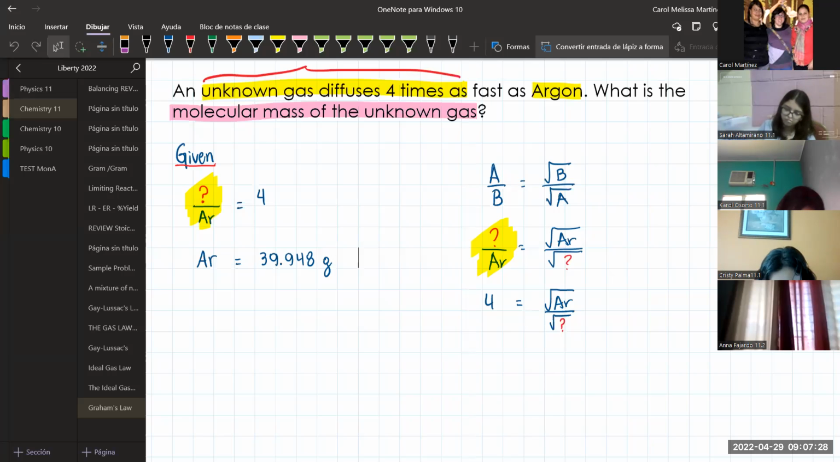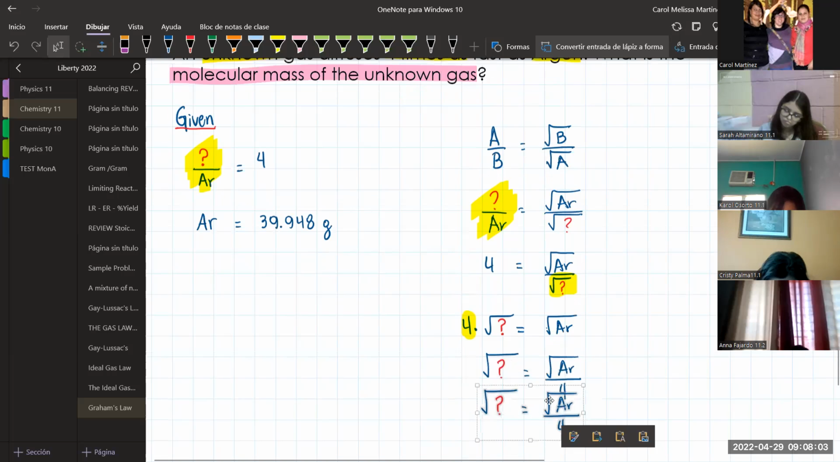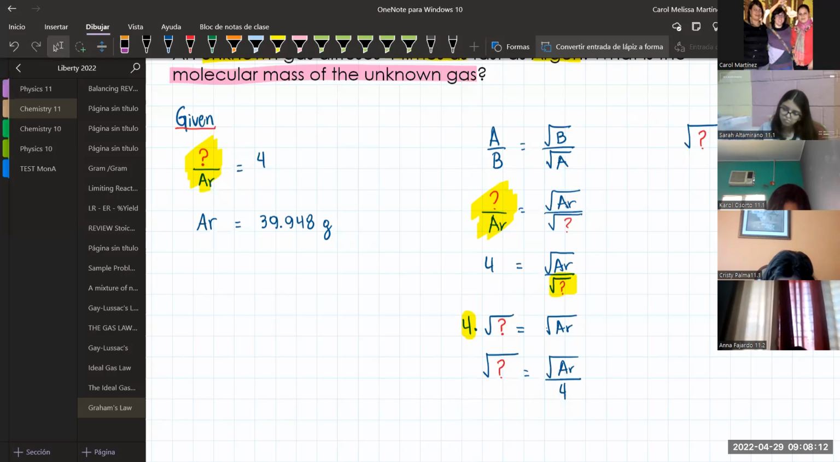So in here, this one that is dividing is going to go to the other side to multiply. So you will have 4 times the square root of the unknown equal to the square root of argon. Therefore, this number that is multiplying is going to go to the other side to divide. The square root of my unknown is equal to the square root of argon divided by 4. I'm going to make the substitution of the given. The square root of argon, that is 39.948, if I'm not mistaken, grams, over 4 is equal to the square root of the unknown.